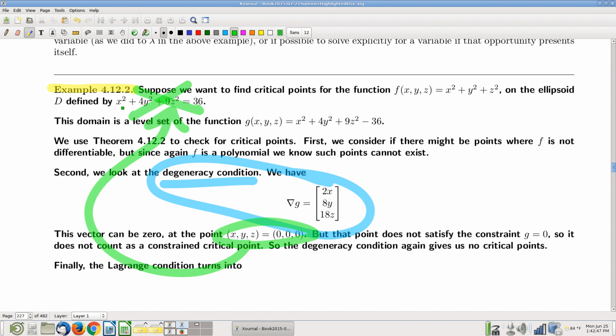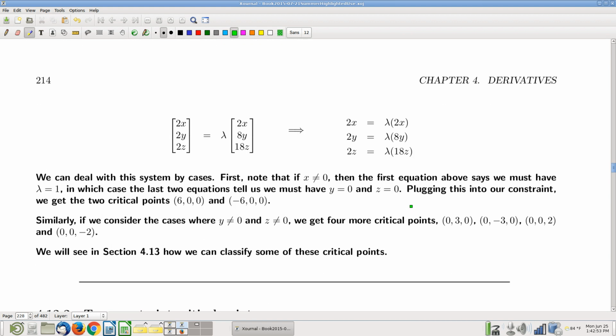That's wrong. Again, importantly wrong. Yeah. Okay, so heads up. Okay, what about the Lagrange condition? Well, here's the gradient of f, gradient of g. There's our Lagrange condition: gradient of f is lambda times gradient of g.